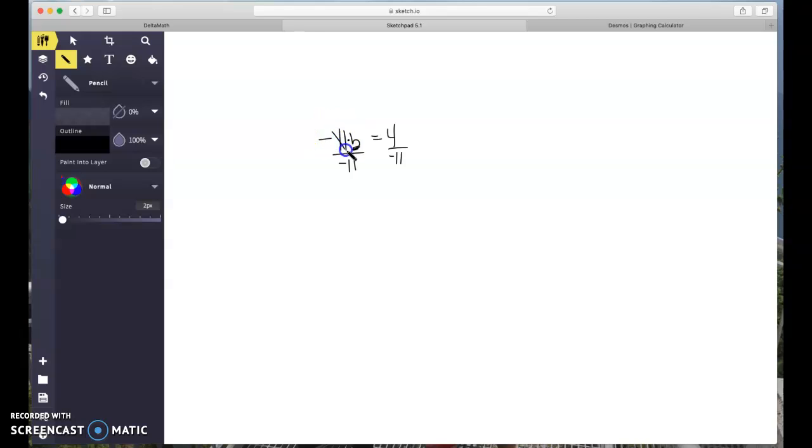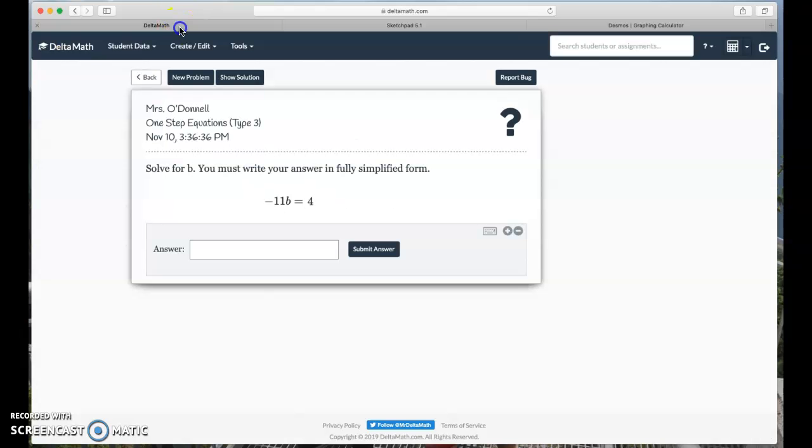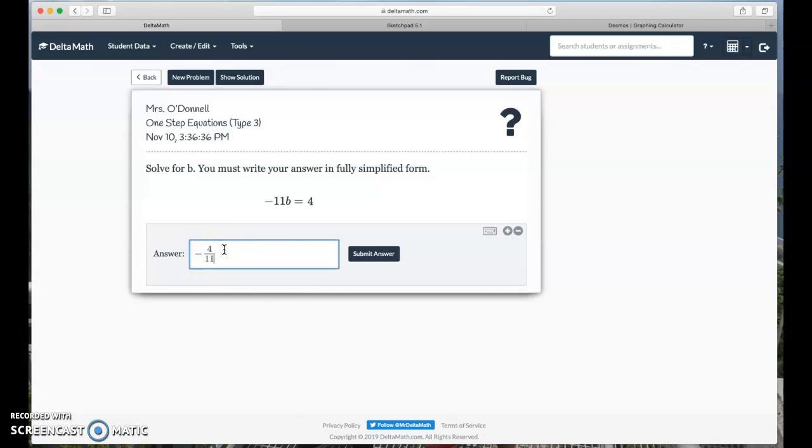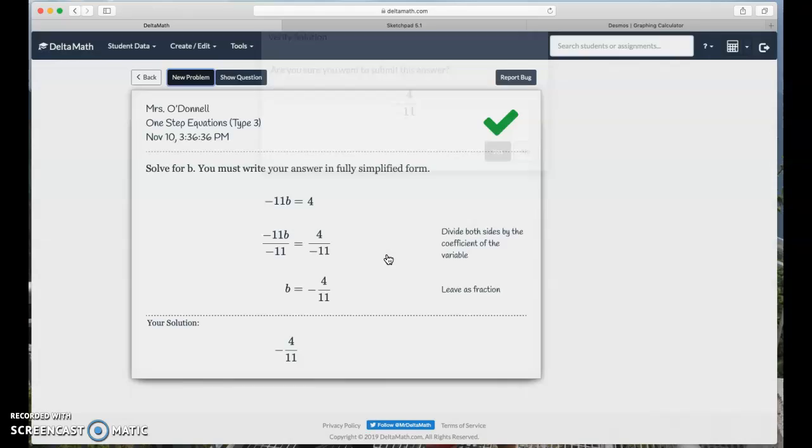I know negative 11 divided by negative 11 leaves me with 1b. And 4 divided by negative 11, well, that does not work out nicely, so I'm just going to leave that as negative 4 over 11. And I know 1b, well, that's just equal to b, so I end up with negative 4/11 as my answer, okay? And I'm going to go ahead and just type that in to Delta Math, negative 4 over 11, submit, yes, and they liked it. They wanted it to leave as a fraction. Oh, fully simplified form. Okay.